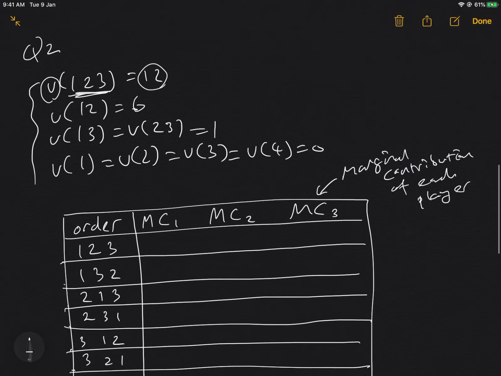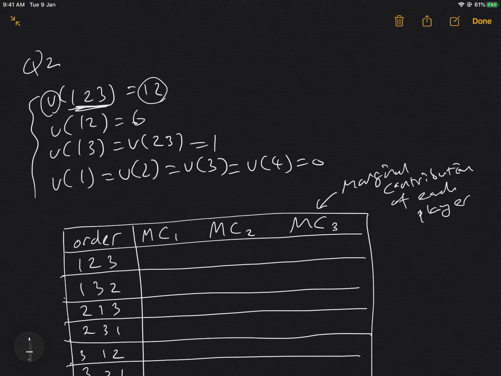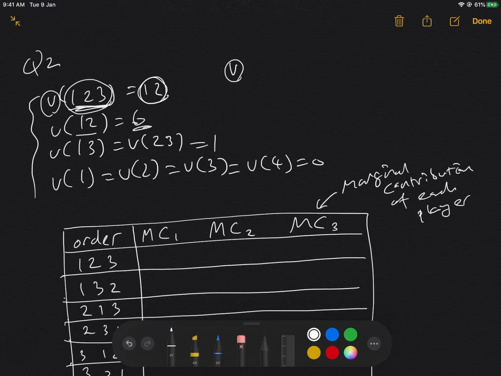Okay, so we look at these. So how do we interpret these things? So this v is the value or worth function. It's gonna show you how much the coalition is worth. So I explained that this means the coalition of 1, 2, 3 gives them 12 utility to share amongst themselves. Likewise for this one, it means that if player 1 and player 2 were to form a coalition, then they will get 6 utility, and so on and so on. And you can see that if they were to form a coalition by themselves, they don't get any utility.